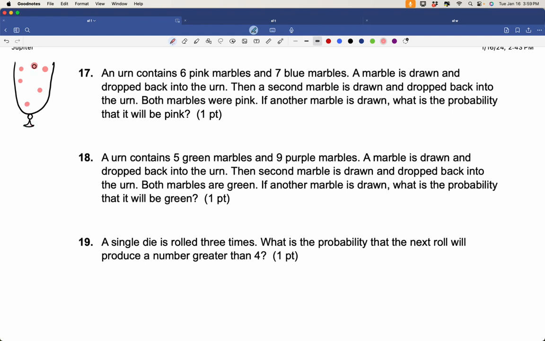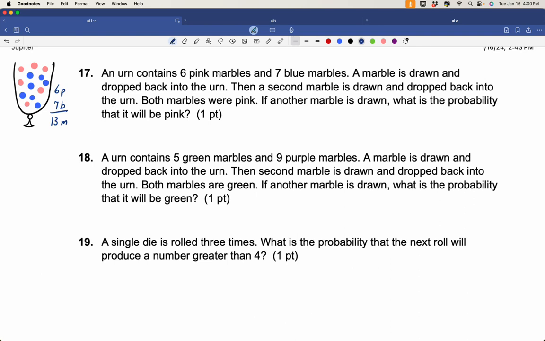Let's beef it up a little bit. There we go. Now these look small. Let me see if I can beef them up. Okay, those look good. And 7 blue marbles. Let's do 7 blue marbles. 1, 2, 3, 4, 5, 6, 7. Oh, we barely got them all in there. So we have 6 pink and 7 blue, which means we have a total of 13 marbles.